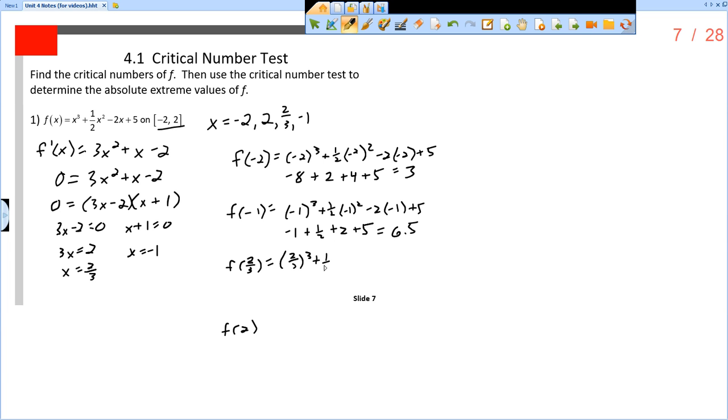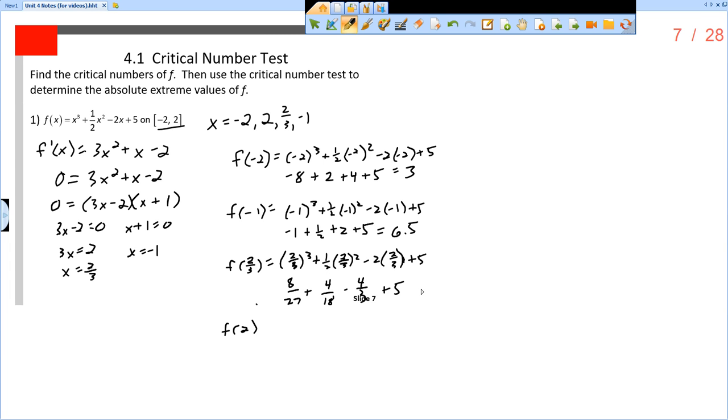2/3 cubed plus half of 2/3 squared minus 2 times 2/3 plus 5. All right, so 2/3 cubed. So remember, just cubing each. So 8 over 3 cubed is 27 plus half of 2/3 squared. So that would be 4/9 times a half is 4/18 minus 4/3 and then plus 5.